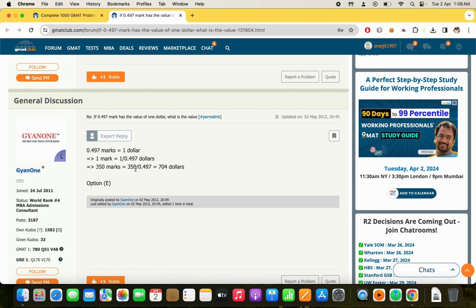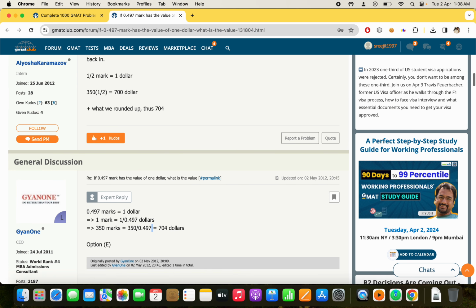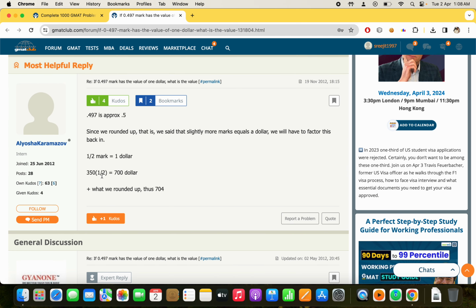You can actually solve it in this way, like 0.497, or use the half approach, which is I think better. And since this is in the denominator part, the main answer will definitely increase as you are making the denominator increase. So this is quite simple.